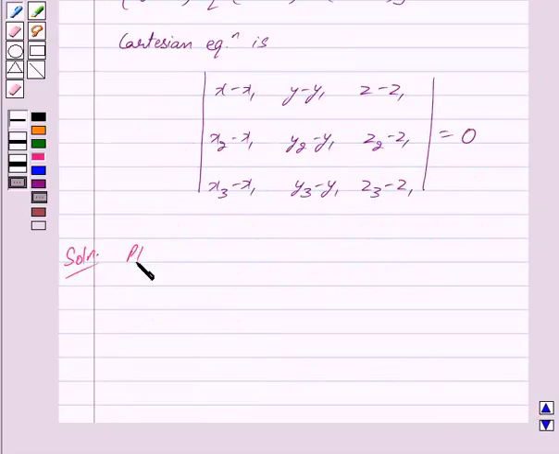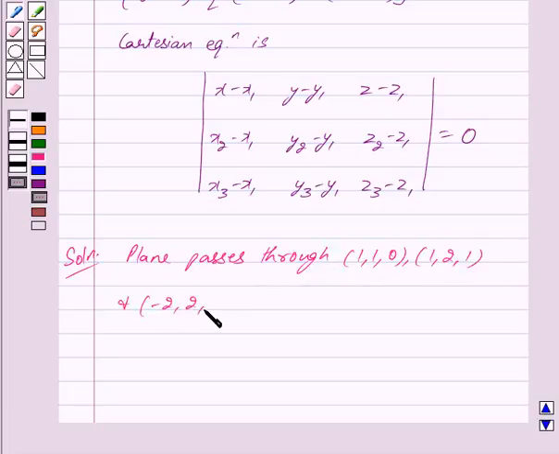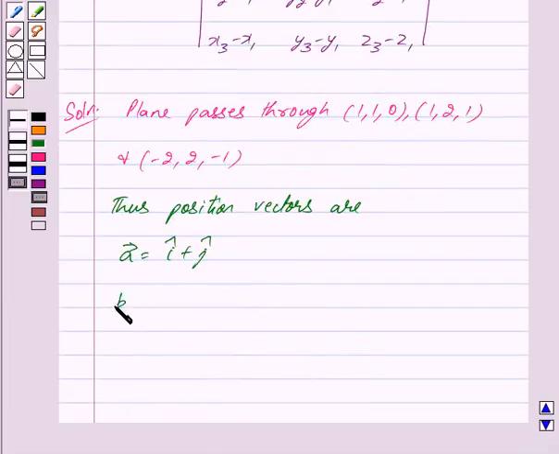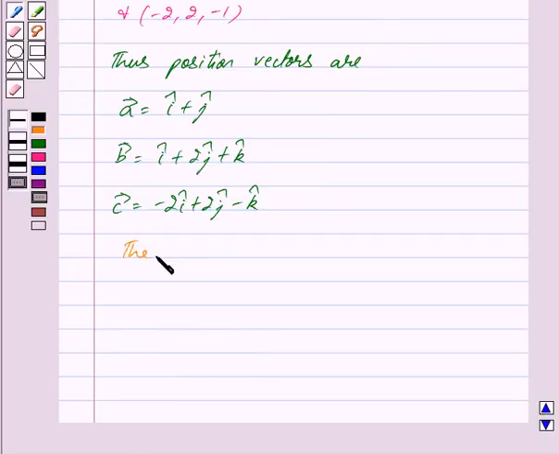Now we are given that the plane passes through (1, 1, 0), (1, 2, 1) and (-2, 2, -1). Thus, the position vectors are vector A is equal to i cap plus j cap, vector B is equal to i cap plus 2 j cap plus k cap and vector C is equal to minus 2 i cap plus 2 j cap minus k cap.